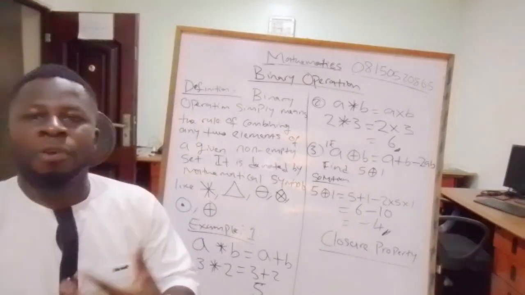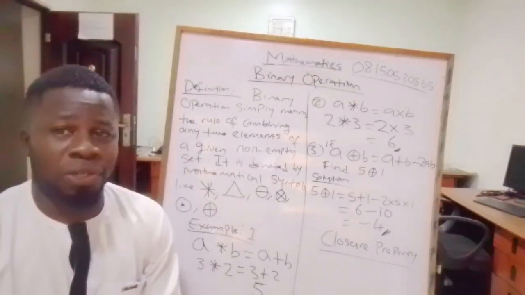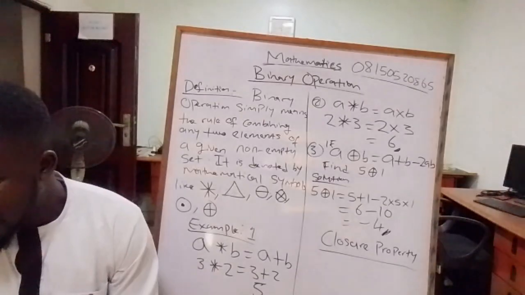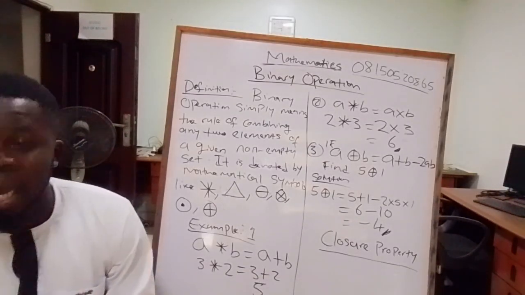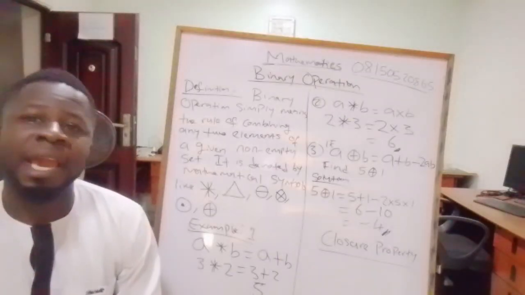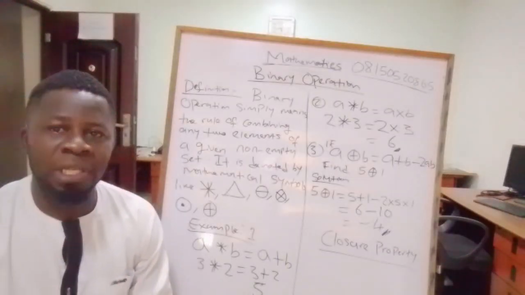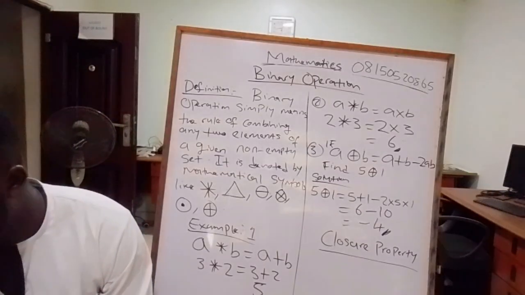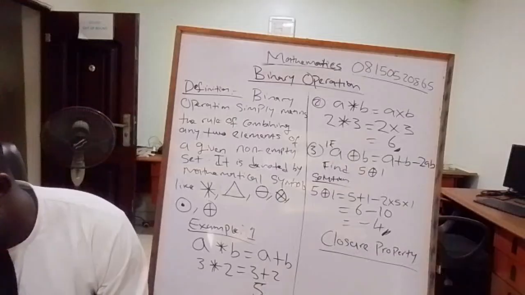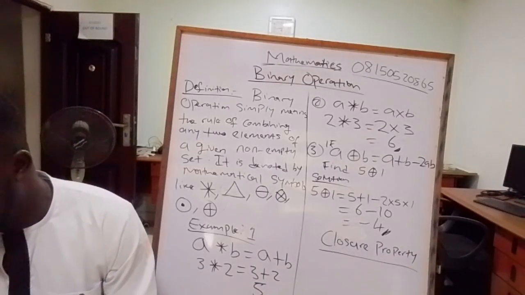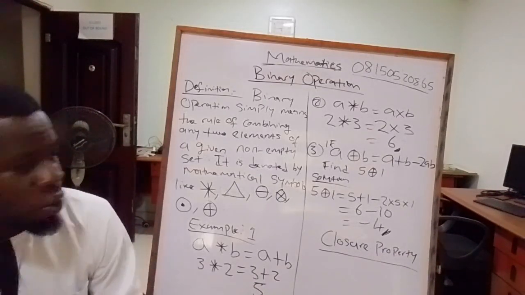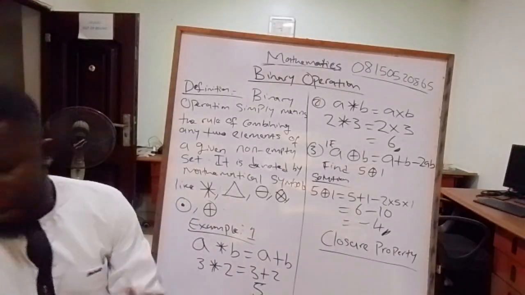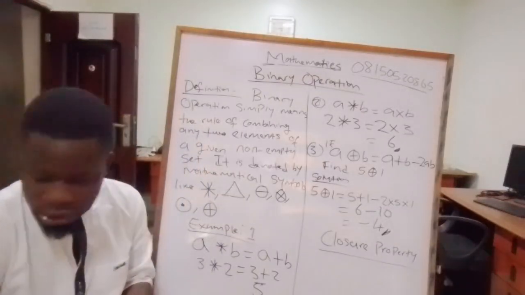If you've been attempting some past questions, you will have seen a situation whereby they will ask you that A is being operated on B, and is A operation B closed or not? How will you now know whether it is closed or not? This is how you will know. So let me write a short note here.